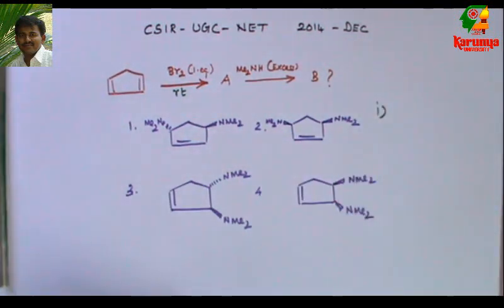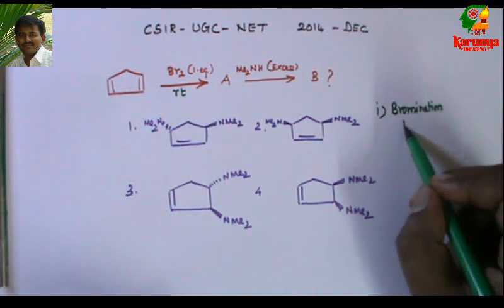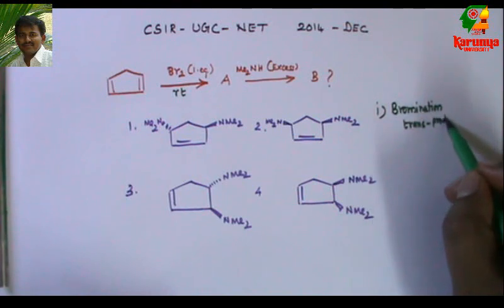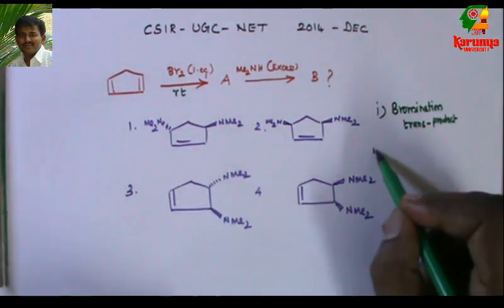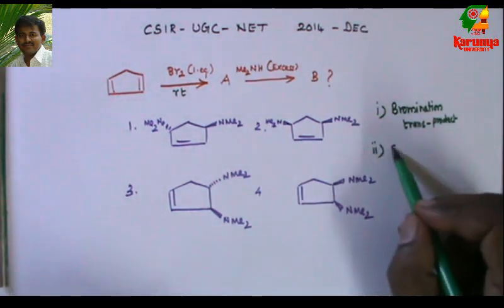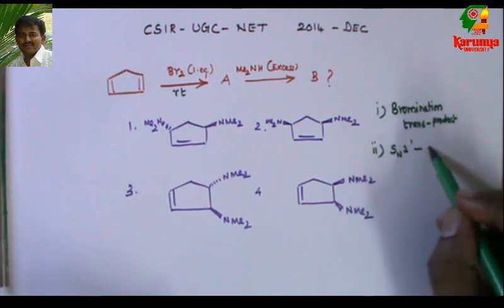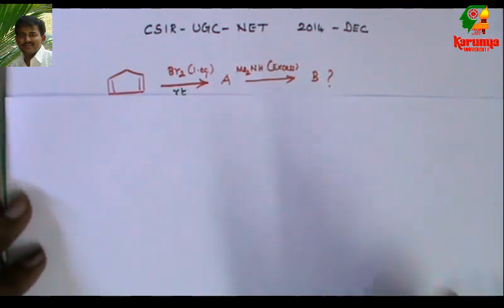In order to solve this, you should know bromination results in trans product. So basically it is anti-addition. Second one, SN2 prime mechanism prefers anti-addition. Now let us go to the problem.